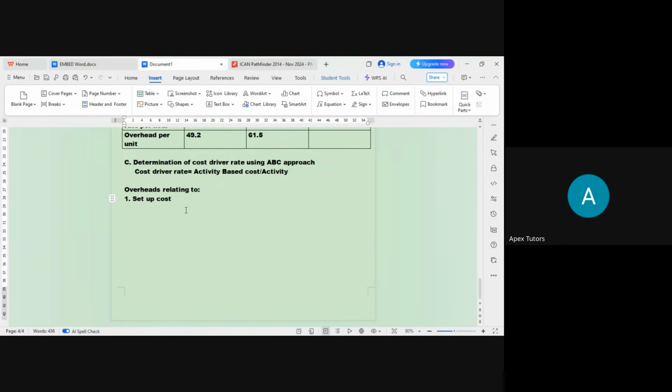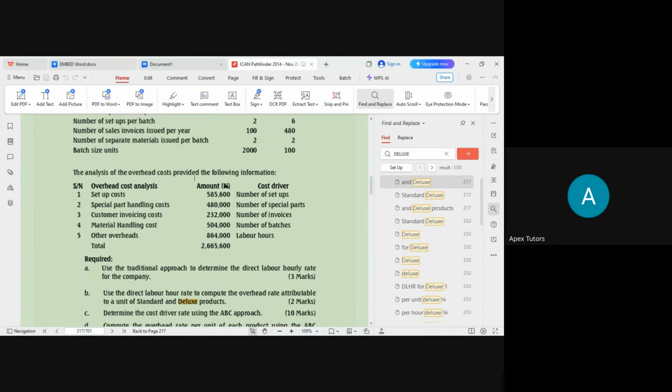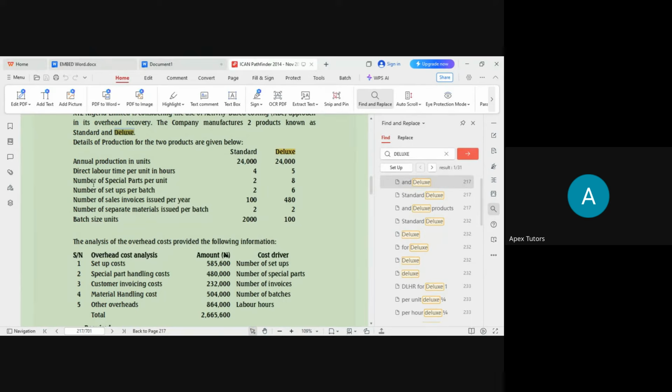Before then, there are certain interpretations we must know in this question. Now let's look at setup. That setup cost is this. Now, that number of setups per batch is what? Is 2, right? Yes, sir. For the standard. For the loss, number of setups is what? Is 6. Number of setups per batch.